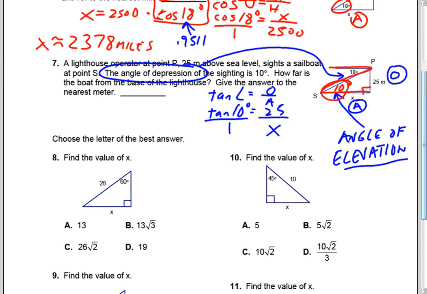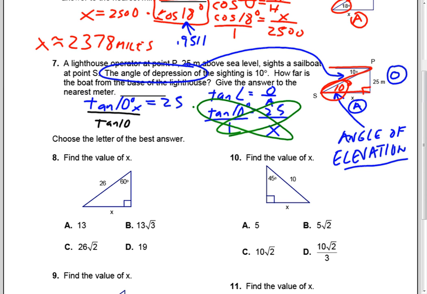You're going to divide at some point. You can run through the steps. Tangent multiplies the x, 25 multiplies the 1. So you can do that and do that. But eventually you know that you are going to be dividing by the tangent 10. The tangent 10. This goes away. X will eventually be equal to whatever you get out of that.